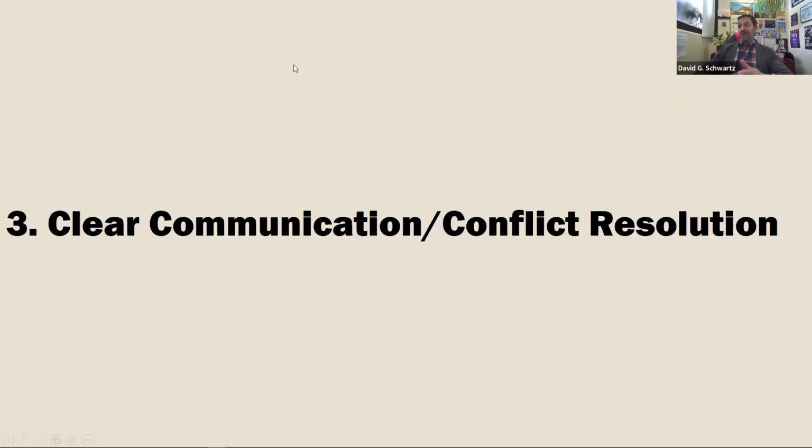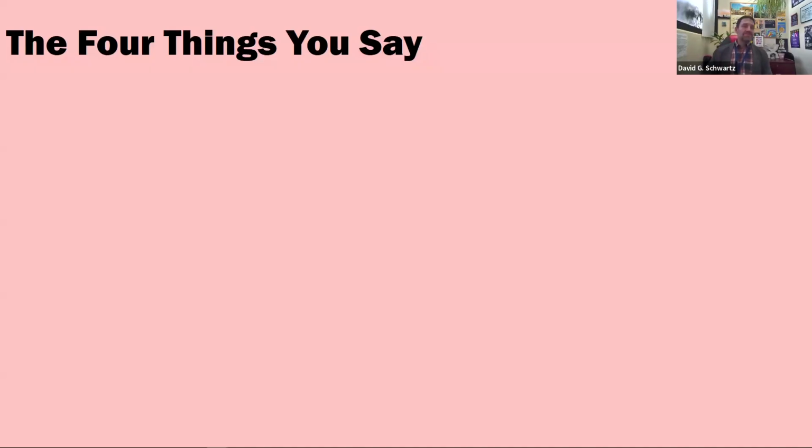Okay, three. Clear communication and conflict resolution. Again, this is a mini workshop within the workshop. So this is something I love to talk about, which is the four things you say. And you may say, well, Dave, how is it possible that I can say four things at once because I have one mouth? I'll explain it.